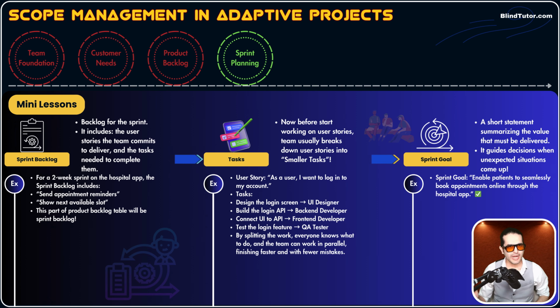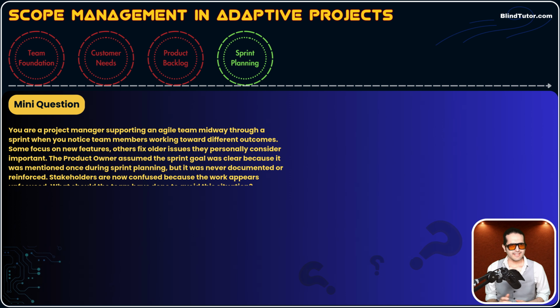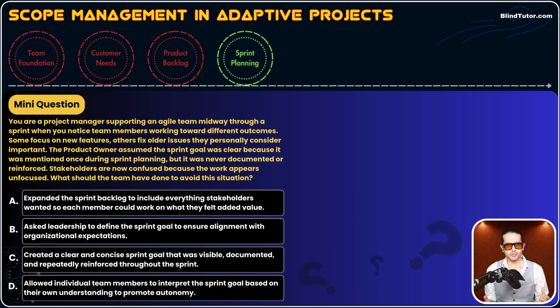Now, let's wrap up this part of scope management in adaptive projects with a beautiful mini question. What do you think? I think you agree with me. Let's get it done together. All right, let's get this mini question done. You are a project manager supporting an agile team midway through a sprint when you notice team members working toward different outcomes.